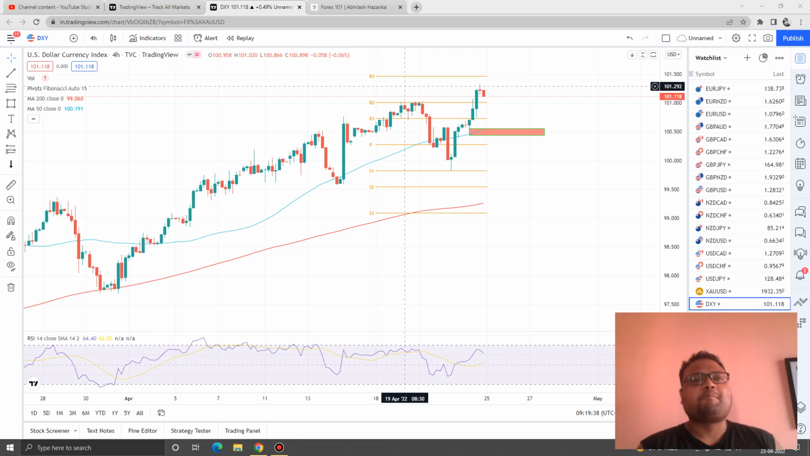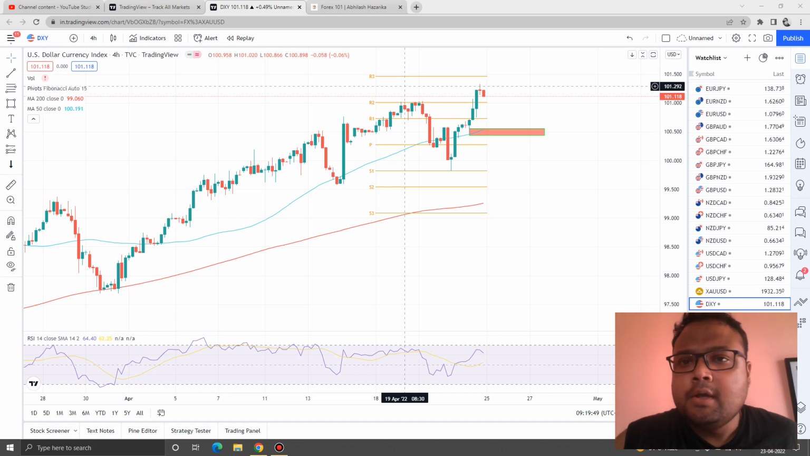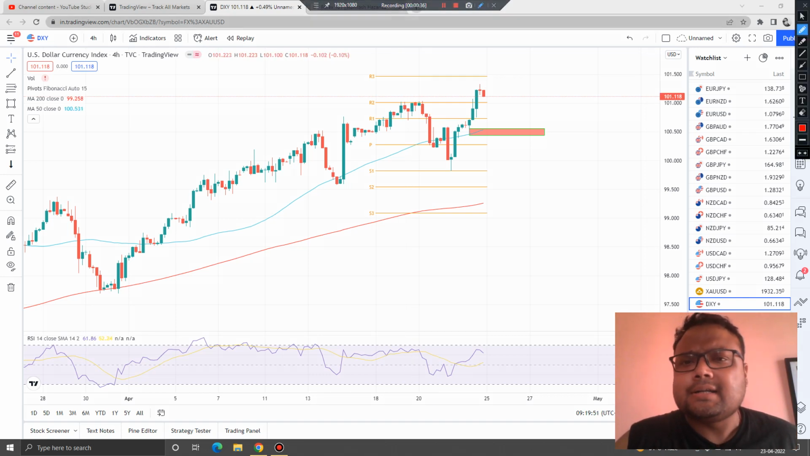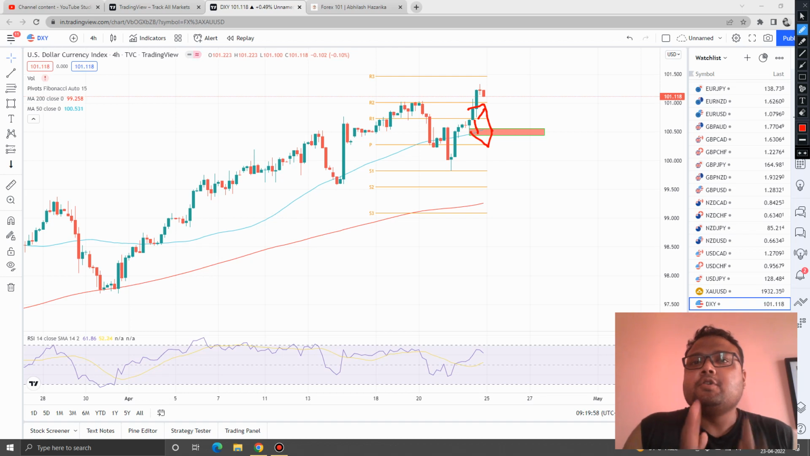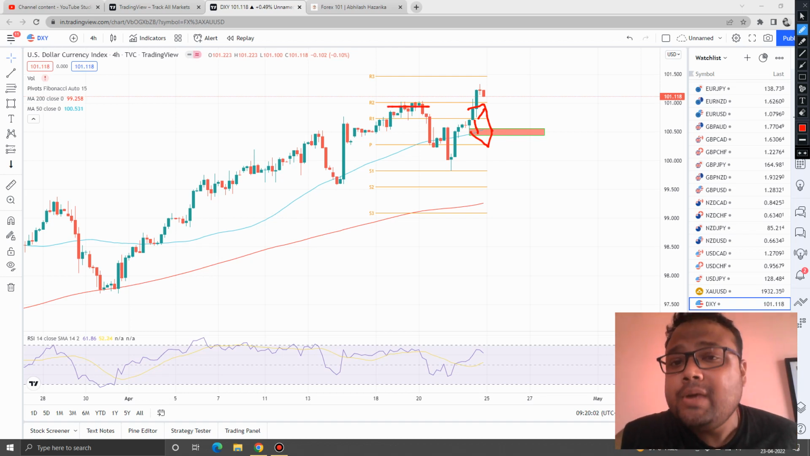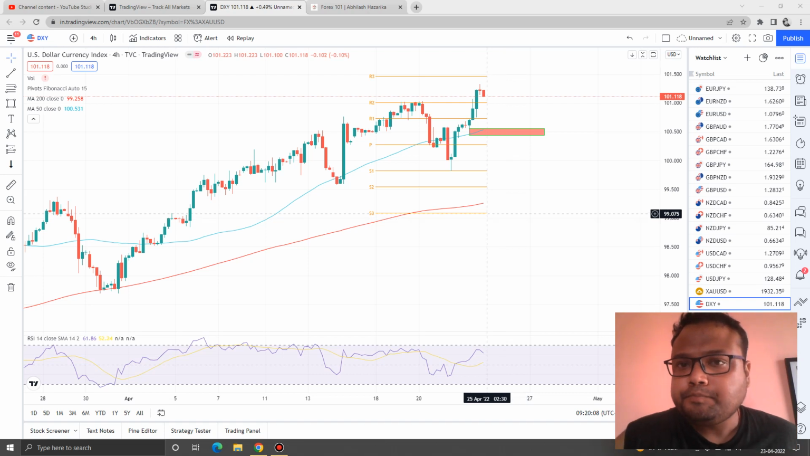So let's get started. This is the 4-hour chart of DXY. DXY is very important, and as we all know, in all USD pairs DXY plays a very important role. Yesterday we were confused whether DXY, when it was trading here, would go down or up. But ultimately DXY broke the previous swing high and gave us the confirmation that yes, DXY is still very much bullish.